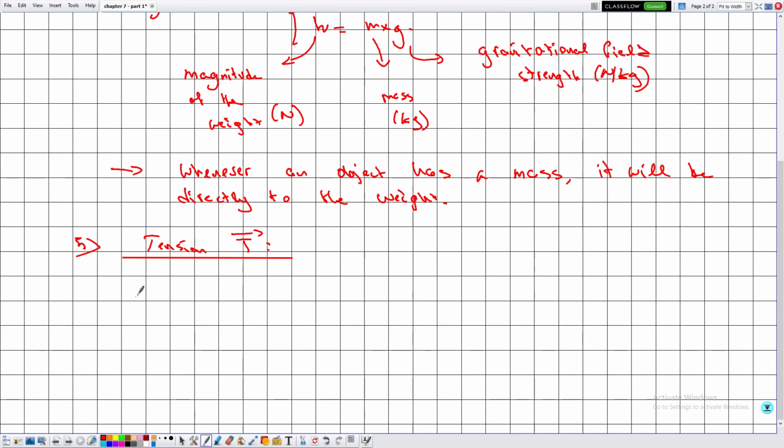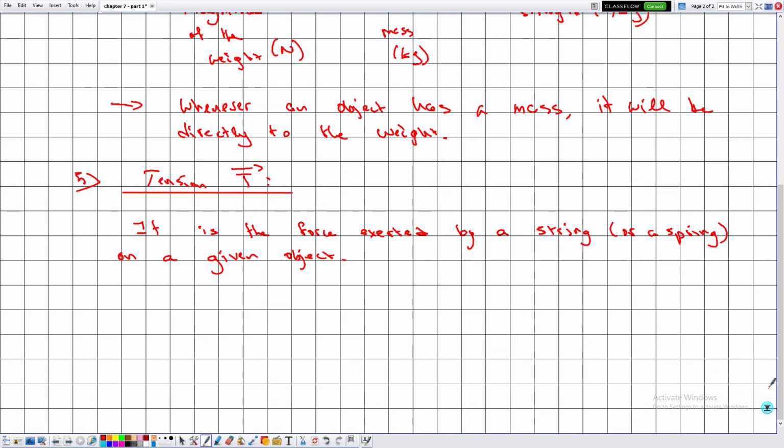So it is the force. Let's start with the physical definition. It is the force exerted by a string or a spring on a given object. For this reason, let's consider the following scene.